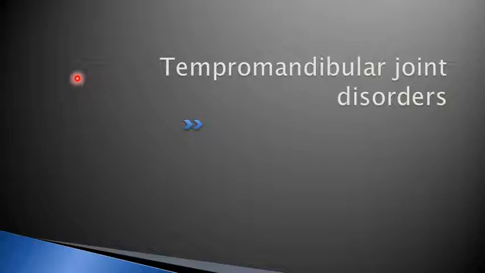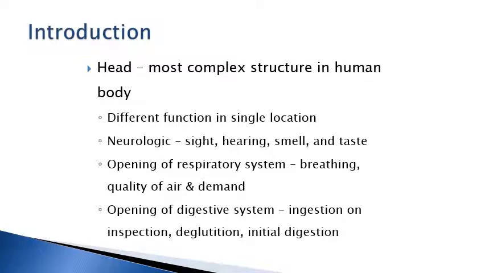So coming up to temporomandibular joint anatomy, we need to understand that the head is the most complex structure in the human body. Your head encases within itself the most complex organ, that is your cerebral cortex, that is your brain, and it provides different functions. You have got neurologic function, which is associated with what you see, what you hear, what you smell, what you taste. All these sensory organs are present within the head and they are interpreted there itself.